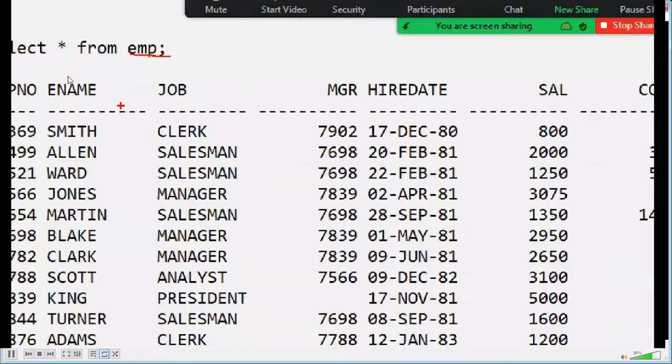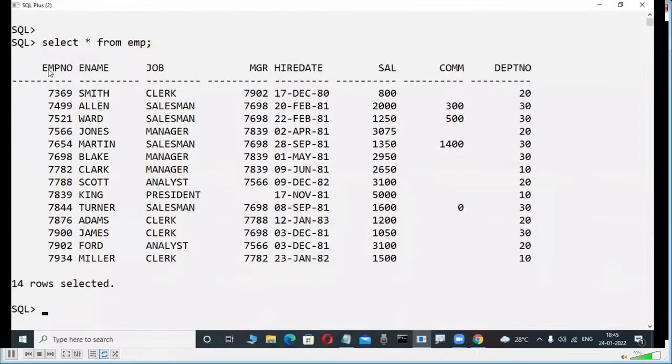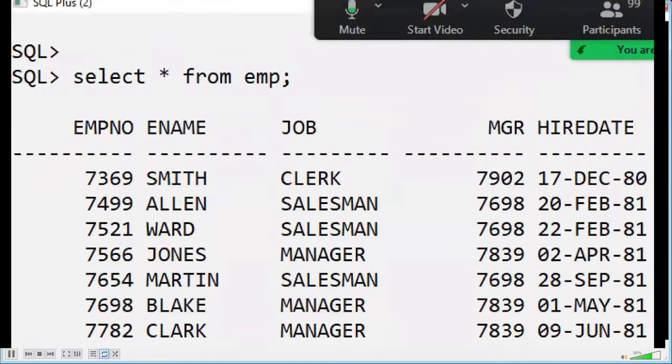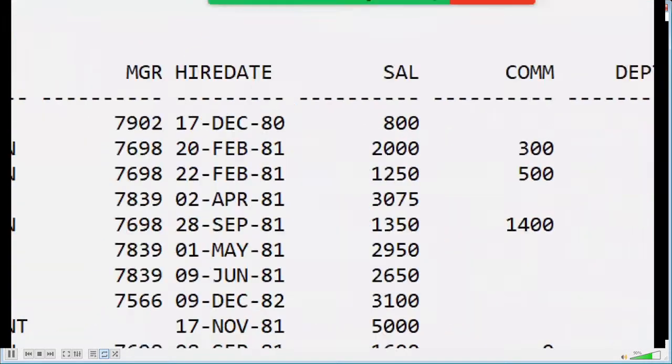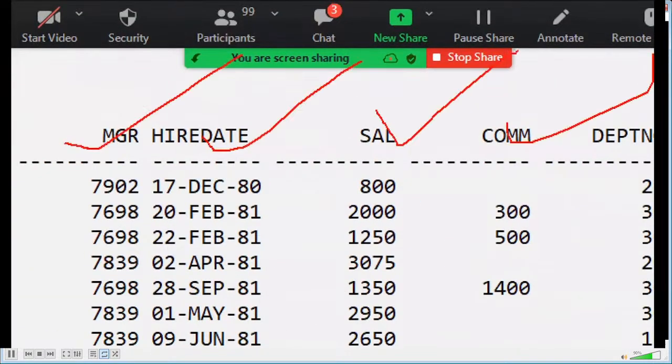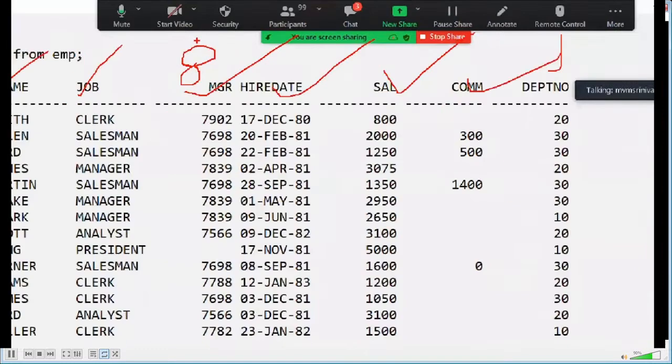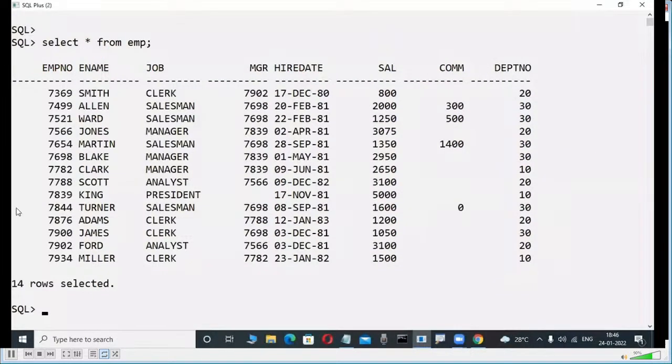In this EMP table, how many columns are there? Check it out. I'm not asking for the names, only how many. These are called columns. Don't worry. 1, 2, 3, 4, 5, 6, 7, 8. Maybe 8 columns are there. Why am I counting this? Because a future interview question is to write a query that counts the number of columns in a table. You will become familiar with that, most powerful. Okay, yes, 8 columns are there.